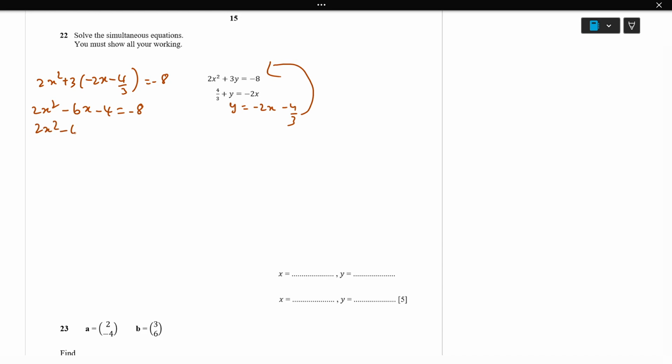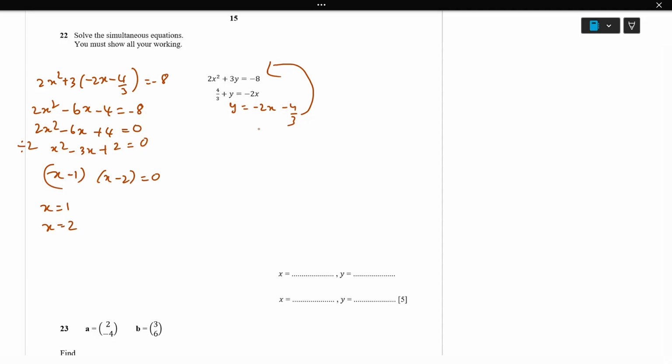So 2x² - 6x, bring the 8 to the left side, so it becomes positive. So negative 4 plus 8 is going to be positive 4 equals 0. So in the entire thing there is a 2 common, so just divide the entire equation by 2. x² - 3x + 2 = 0. Factorize now. When we multiply to 2, add to 3, which is 2 and 1. So (x - 1)(x - 2) = 0. Okay, so x values: x = 1 and x = 2.